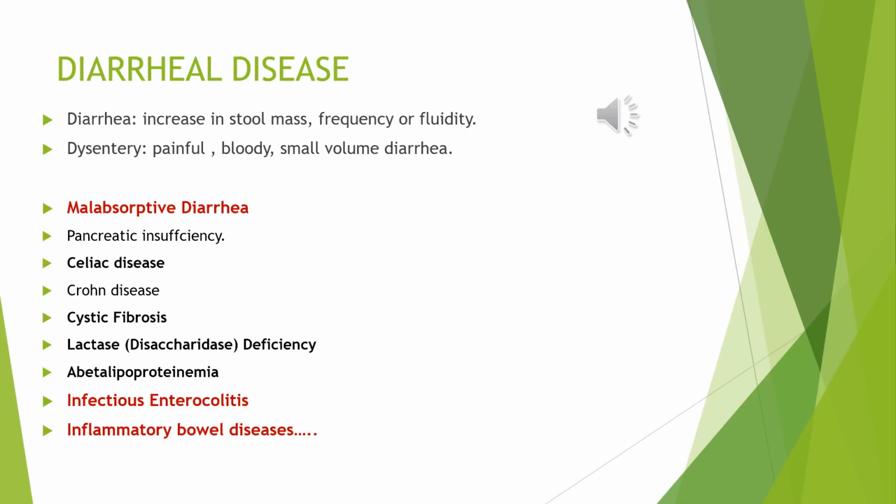and bile salts. Another cause of malabsorptive diarrhea is cystic fibrosis, which is caused by a genetic mutation. Another cause of malabsorption is lactase deficiency, a common cause of diarrhea caused by deficiency of the enzyme needed for the digestion of the disaccharide lactose, milk sugar. And another cause is abetalipoproteinemia. So all of these are diverse causes of diarrhea, and they differ somewhat in their clinical presentation.